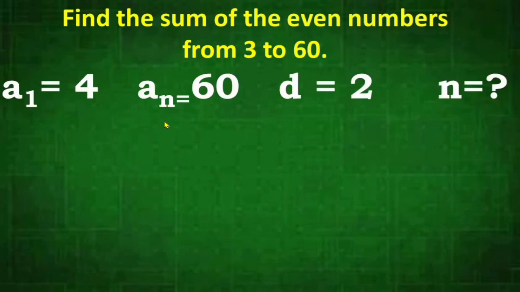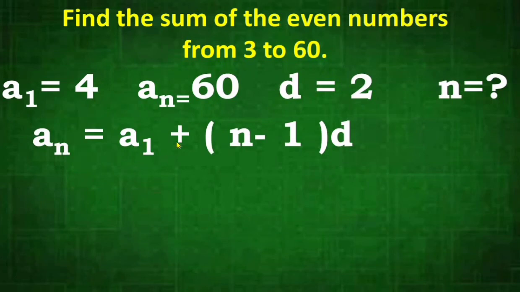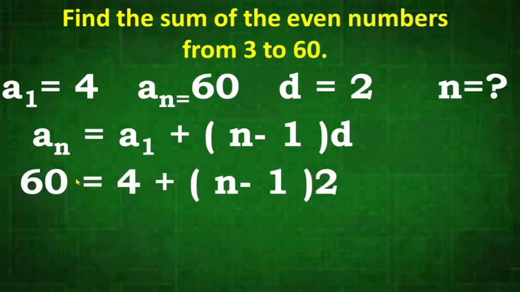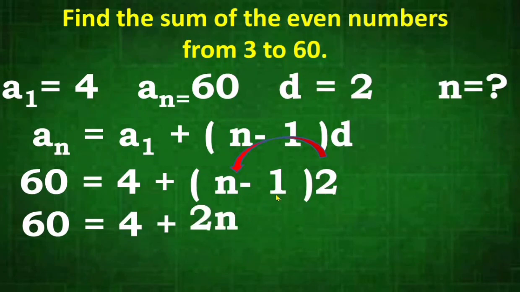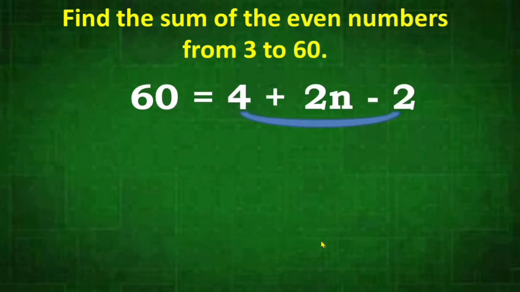Okay, so let's now use again the formula a sub n is equal to a sub 1 plus the quantity n minus 1 times d. Let's substitute all these given values to our formula. A sub n equals 60, a sub 1 equals 4, and d is equal to 2. So we don't have the value for n, so still we have n here. Let's simplify. That is 2 times n, that is 2n. 2 times negative 1, that's negative 2. So what is 4 minus 2? That is equivalent to 2.